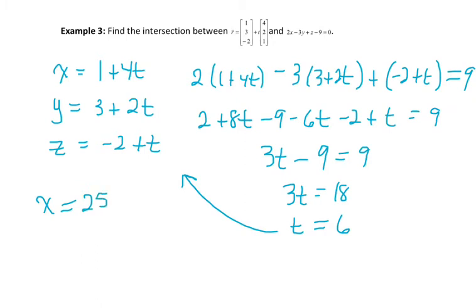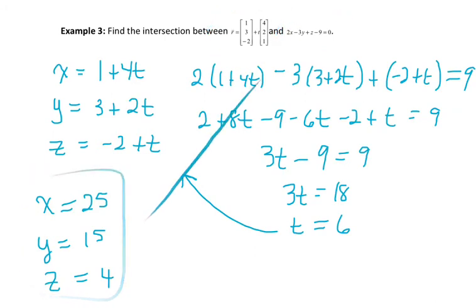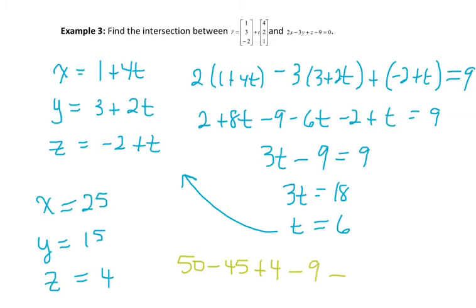So 25, 15, 4 is my point of intersection between this line and this plane. Of course, you can always go back and check, make sure that this actually does work. So that would give us 50, let's just check it. So 50 minus 45 plus 4 minus 9 does equal 0. So this point is on both the line and it's on our plane.